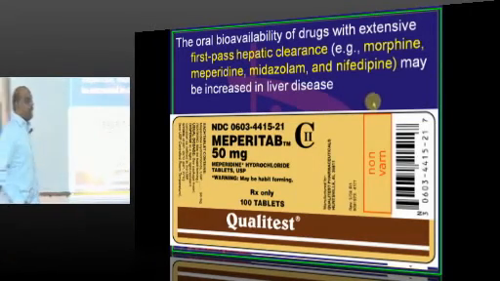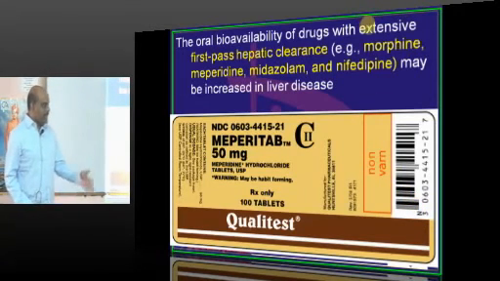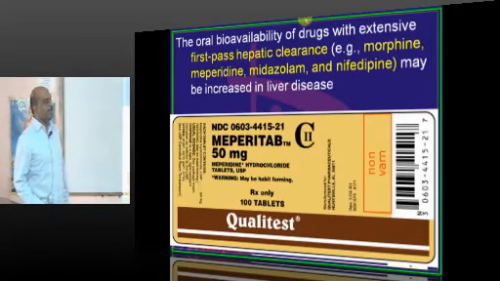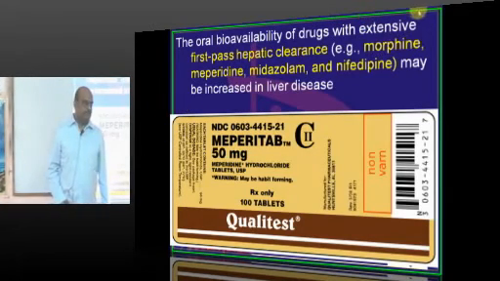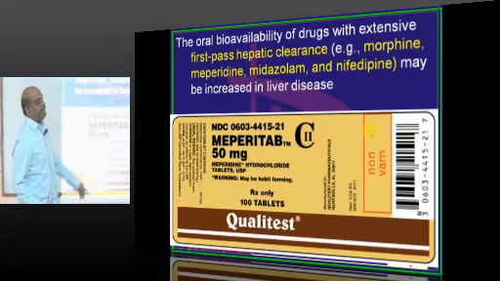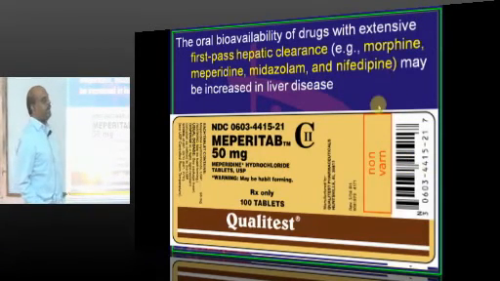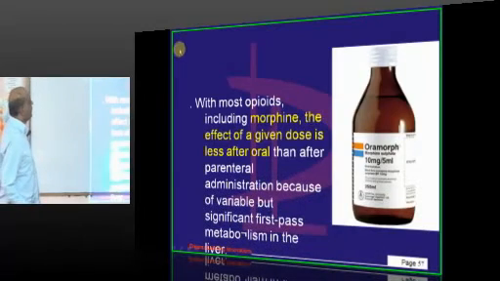Tell me, what is midazolam? Midazolam is a benzodiazepine. Alprazolam, midazolam, diazepam, they are all what? Benzodiazepines. Meperidine, opioid. Nifedipine, calcium channel blocker. Morphine, which is used for treating pulmonary edema and pain. These are all the drugs which have high first pass metabolism, is what you need to remember.